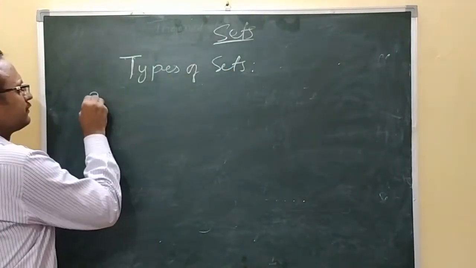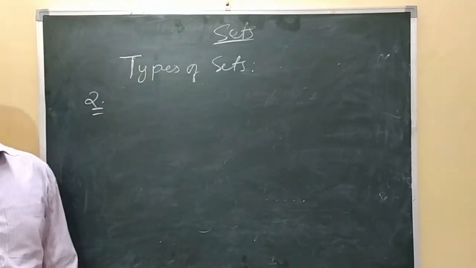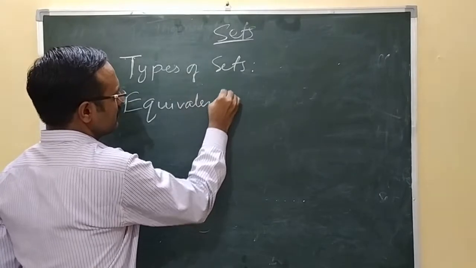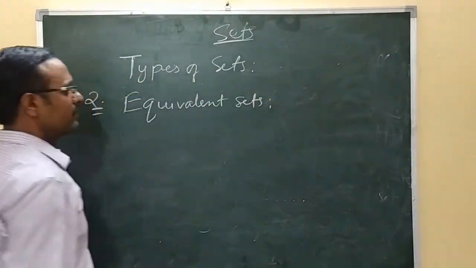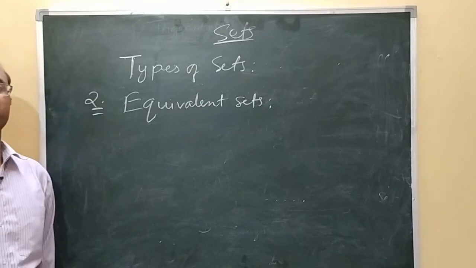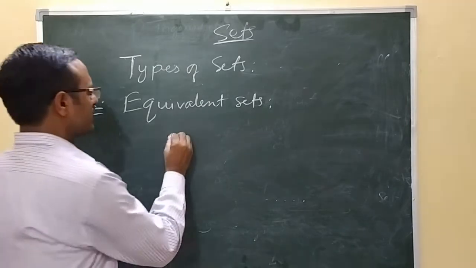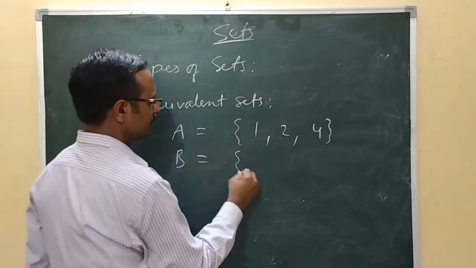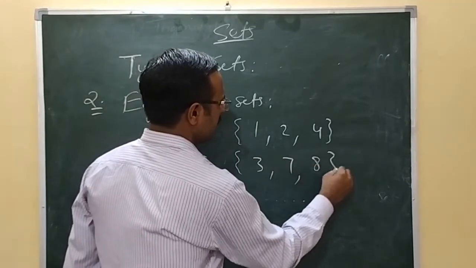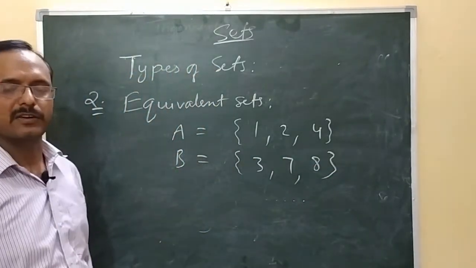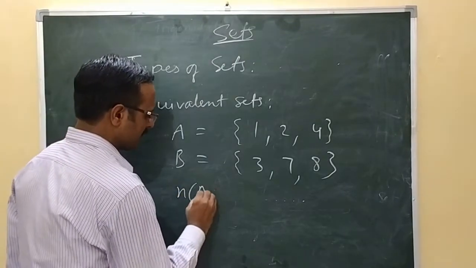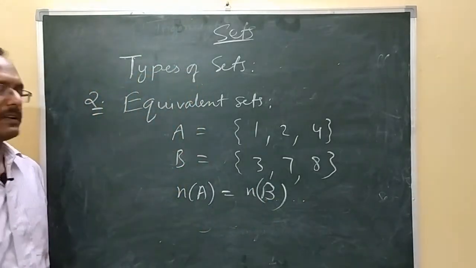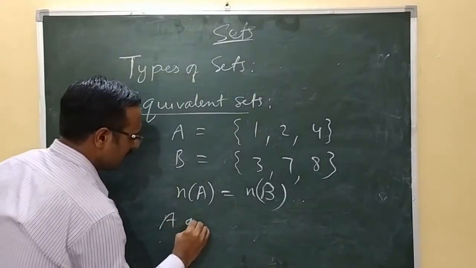Next type of set is equivalent sets. Two sets are called equivalent sets if the number of elements in the two sets is equal. Suppose set A equal to 1, 2, 4, set B equal to 3, 7, 8. Though the two sets A and B are not equal, their numbers of elements are equal. You can see that the number of elements in both sets is equal. So you can say that A and B are equivalent sets.